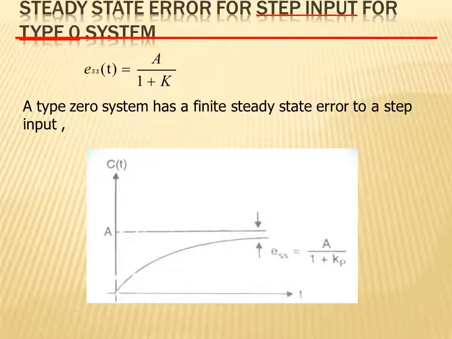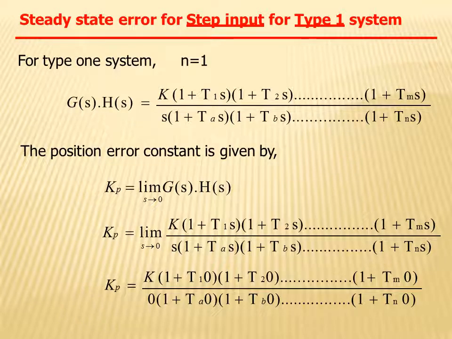Next, steady state error for step input for type 0 system. Whatever we have derived, that is ESS(t) is equal to A divided by 1 + K, is shown graphically. Next, steady state error for step input for type 1 system.